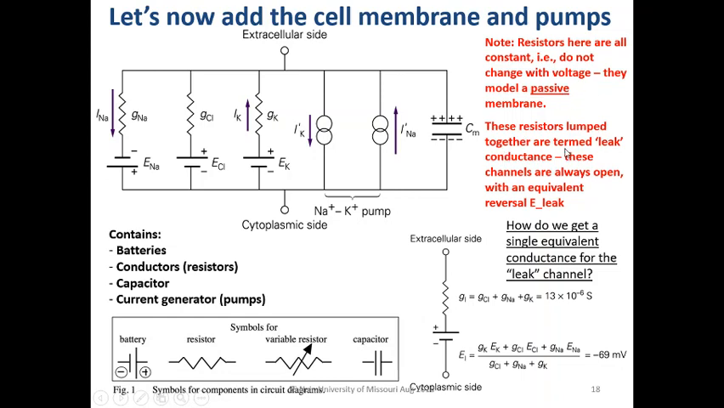These resistors lumped together are termed leak. All resistors that are open at rest can be summed together and called the leak conductance. So these are always open. And we have an equivalent leak reversal, which will be an equivalent of all of these leaks. Okay. And the way to calculate leak reversal, there is an equation at the bottom here. We will get to all of this math later, but I just want you to understand the concept here. And the equivalent resistance, you can sum this way. They can be summed with an equivalent leak here.